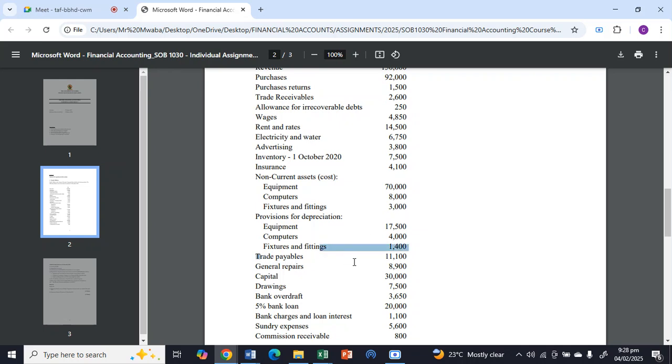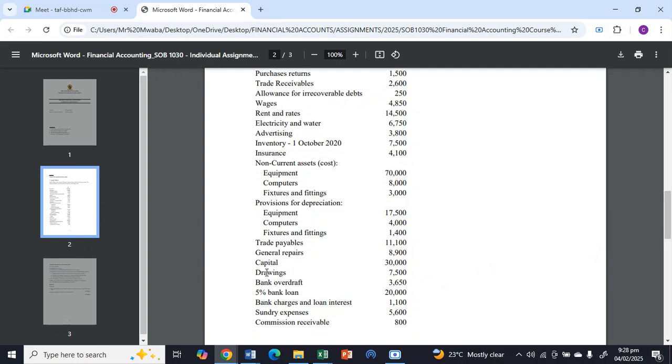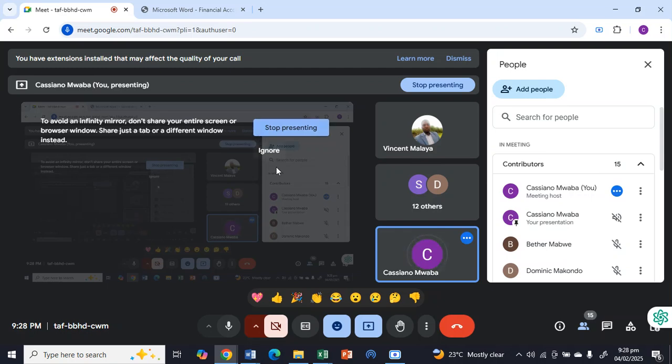Okay, trade payables. Where is that going? Okay, general repairs. Yeah. Uh-huh. Capital, drawings. Wait. Capital income statement.